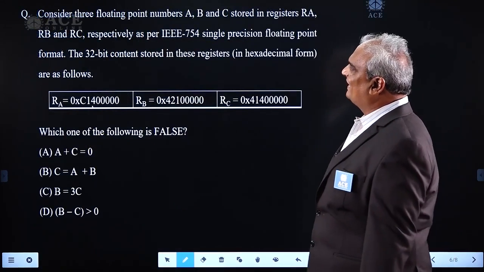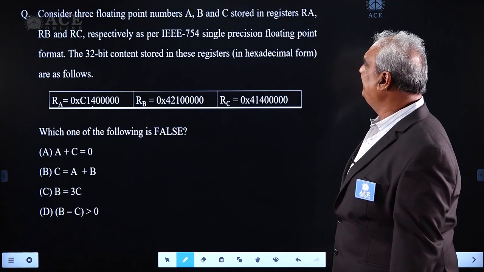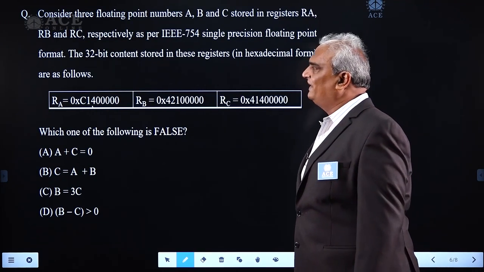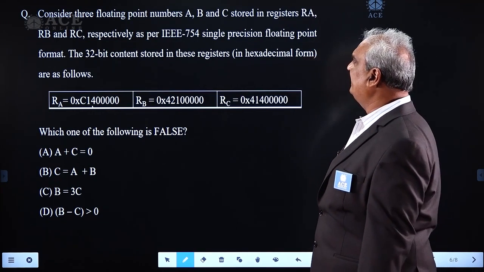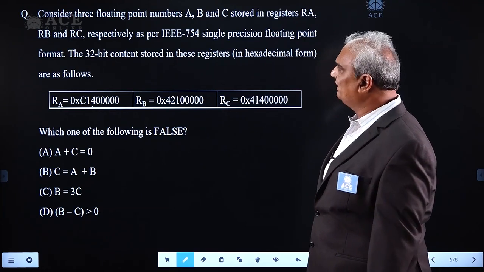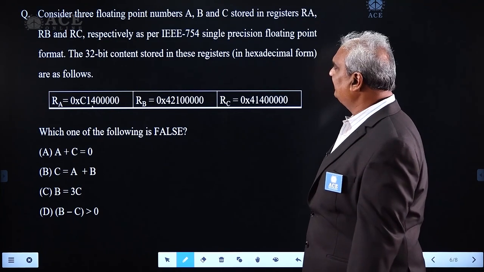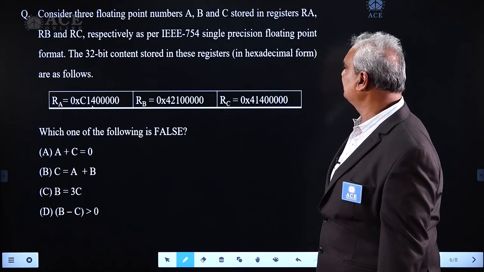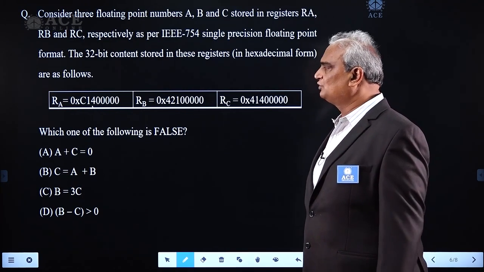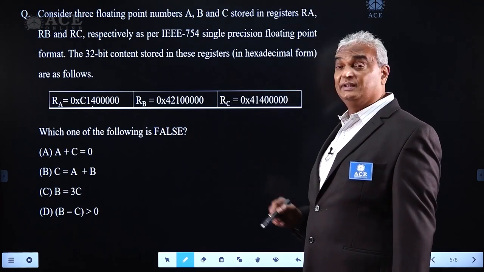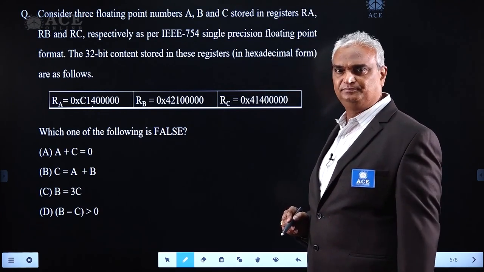Observe this question. Consider three floating point numbers A, B and C stored in registers RA, RB and RC respectively as per IEEE 754 single precision floating point format. First get 100% clarity in question. The 32-bit content stored in these registers in hexadecimal form are shown below. Means each register size is 32-bit.